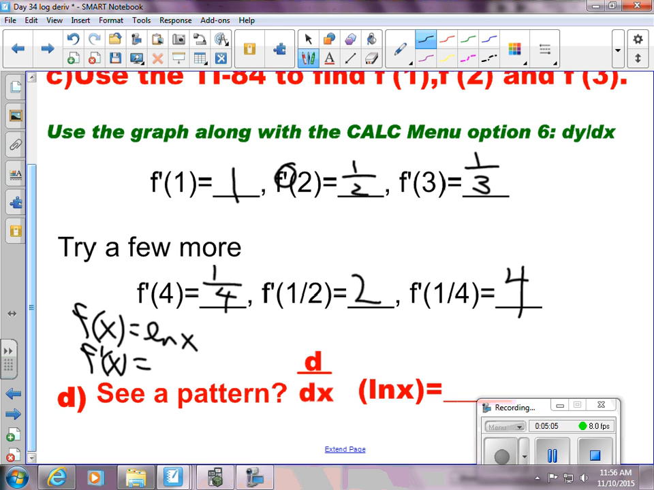Now, someone raise their hand. If you know f prime of all these values, what would f prime of x be? What would the derivative be? Jan, I know. 1 over x. Bam, did you see it? How many people saw that pattern? A few? 1 over x.